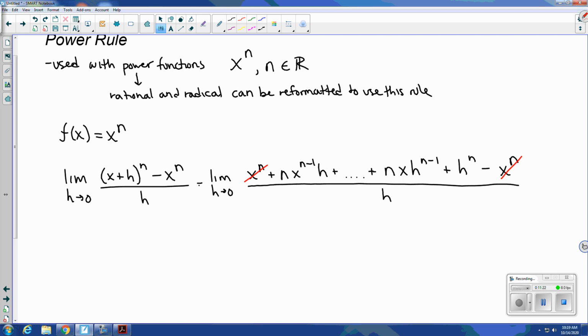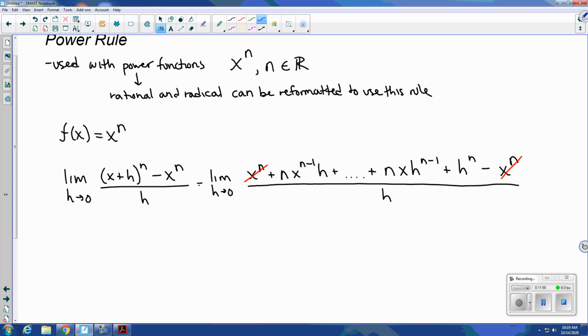Okay? And what's left over, they all have an h term in them. So as I discussed before, now that those first and last terms are gone, the first term has h, and then the exponent associated with h will increase by 1 as we go along. And therefore, if all the terms have an h, it is necessary for us to factor out an h in order to eventually evaluate this limit.